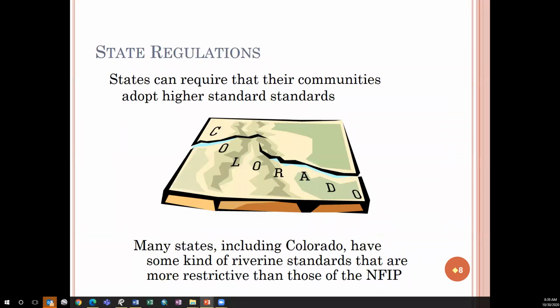So state regulations. States can require that their communities adopt higher standards. Colorado has these kinds of riverine standards that are more restrictive than the NFIP. So the CWCB rules that are required statewide.